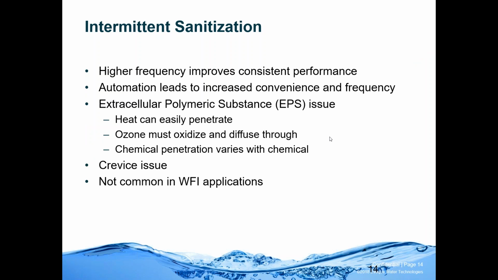Intermittent sanitization, the more frequent it's applied, the better the performance is going to be. The more automated it is, more likely the more frequently that it's going to be done. And what I talked about in that biofilm slide, the EPS that the microbes exude into to create the biofilm, that is a significant issue. Now sanitizers of any means have to penetrate, ideally if you could oxidize or diffuse through. So you need to inactivate the biofilm, and ideally if you could remove it, would be ideal.